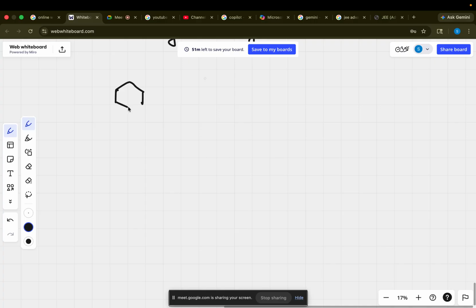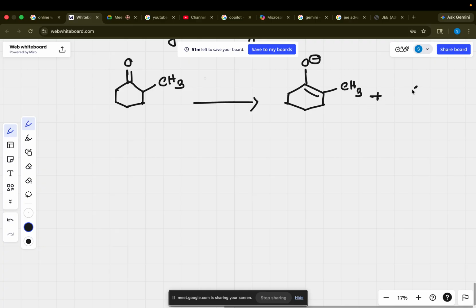Next, suppose, yeah, this example we have already seen. So suppose you have this. Here you are using some base, and when you are using some base, we are getting two products, thermodynamic product and kinetic product, right? So here you have CH3, here I am getting O minus, and another one will be your kinetically controlled product, which will be like this. So this is your thermodynamically controlled product TC, and this is your kinetically controlled product KC.